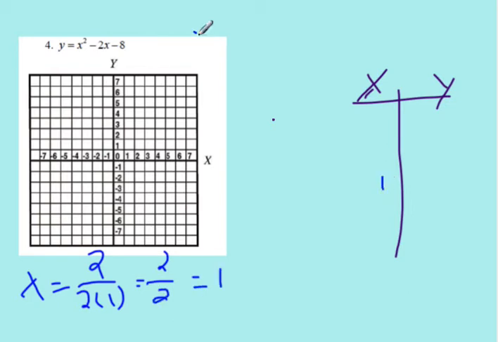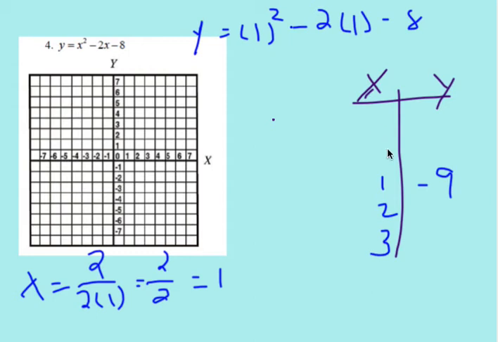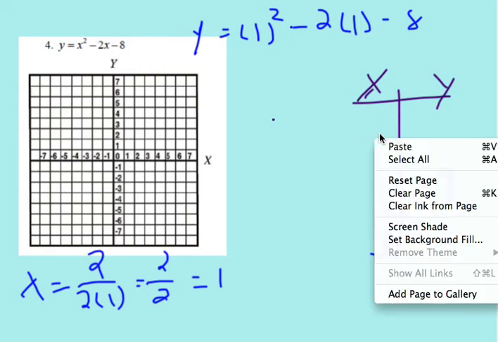Now I'm going to take my 1 and plug it in wherever I see an x. So I'm going to take those out, and now I'm going to plug that into my calculator. When I do that, I end up getting a negative 9. So I'm going to go larger going this way, and smaller going this way. And now I can start plugging some of those values in.